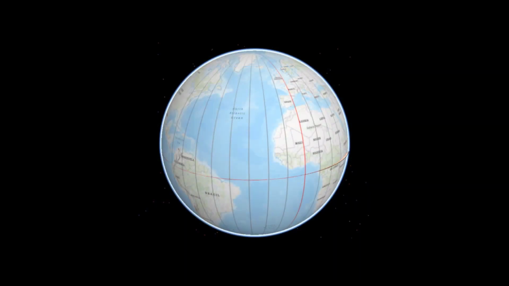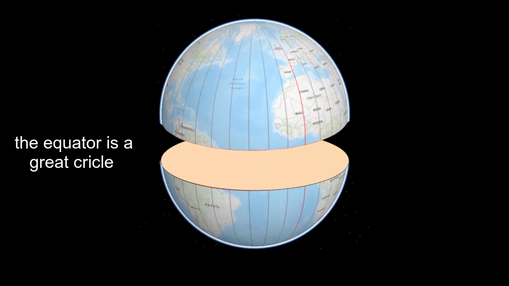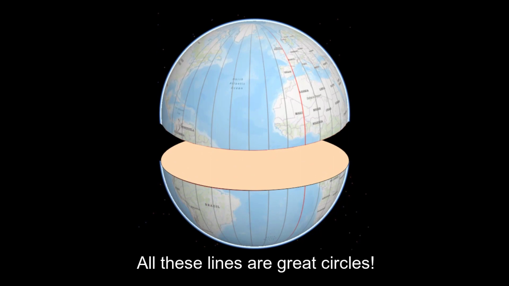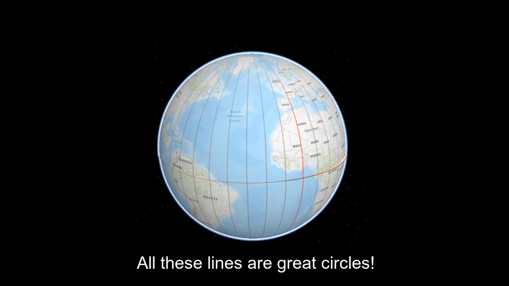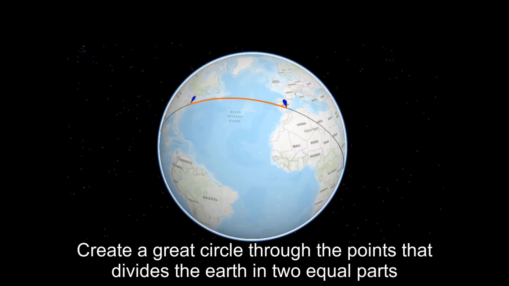Let's consider some of the theory behind this. On the Earth, how do we know what the shortest path between 2 points is? Here we can introduce the concept of great circles. A great circle divides the Earth into 2 equal parts. The equator and all lines of longitude are great circles. If we create a great circle anywhere on the Earth that runs through 2 points, we will get the shortest path between those points.